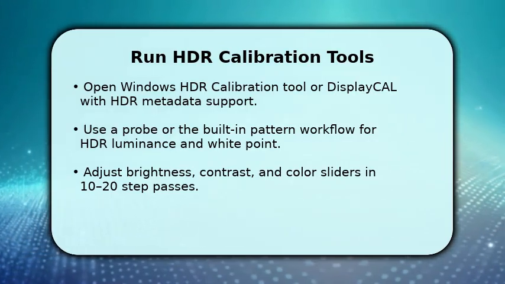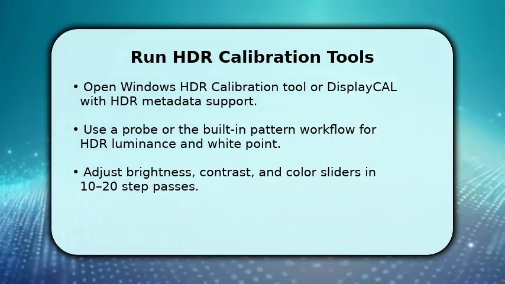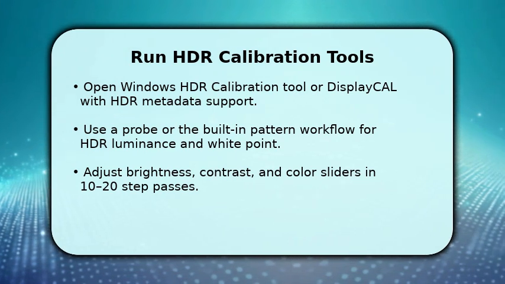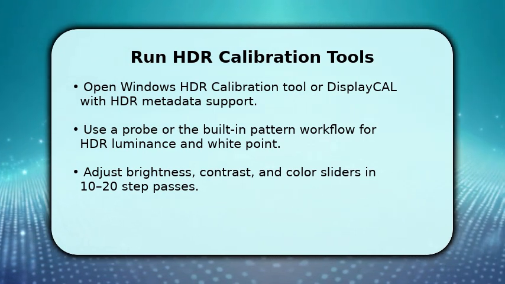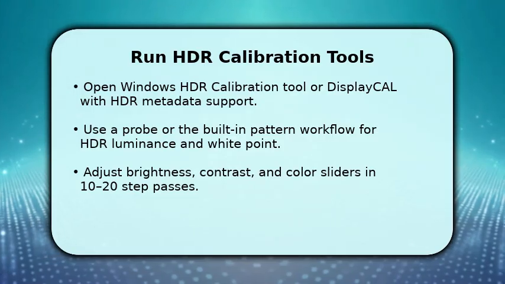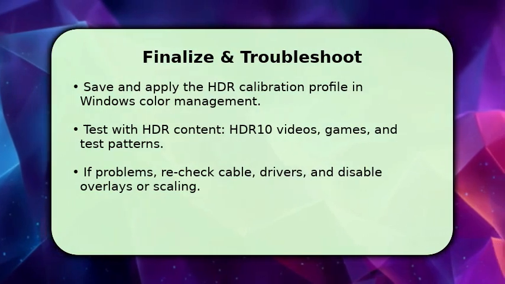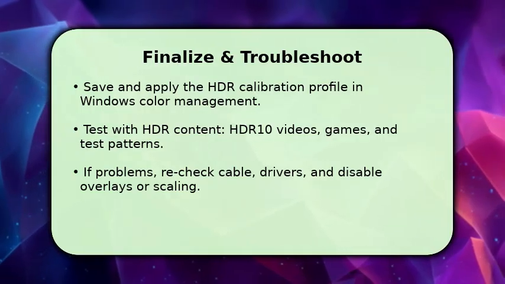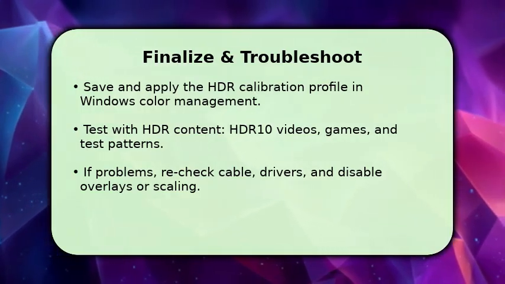Once a pass stabilizes, record results and iterate. Small changes can shift HDR clipping and shadow detail, so be methodical. Finish by saving the ICC/ICM profile and applying it in Windows Color Management so apps use the corrected output.